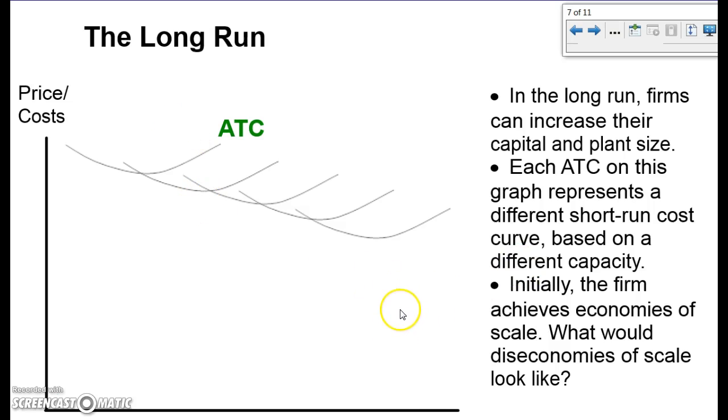It says here, initially the firm achieves economies of scale. That means as they get bigger, they become more efficient, and the low point of the ATC curve is lower. We'll see in a second what diseconomies of scale look like.